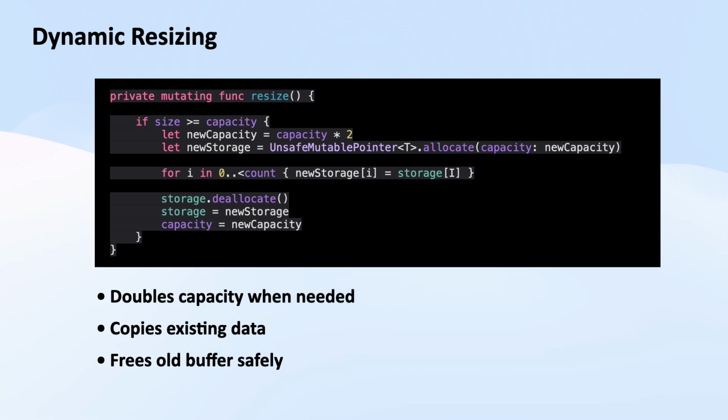Now let's look at how resizing works. If we reach the limit of current capacity, we double it. We allocate a new buffer, copy the elements over, deallocate the old one, and update our pointers. This is very similar to what Swift arrays do internally, but here we are controlling every step ourselves.